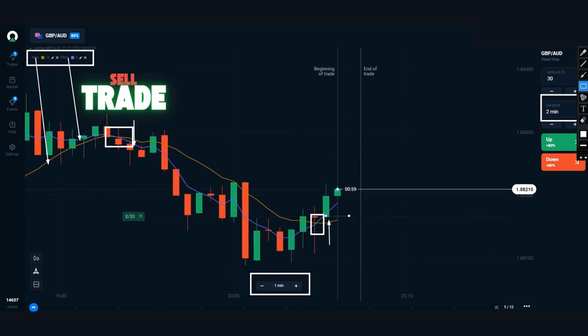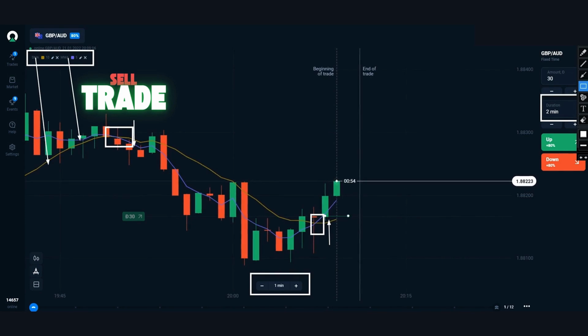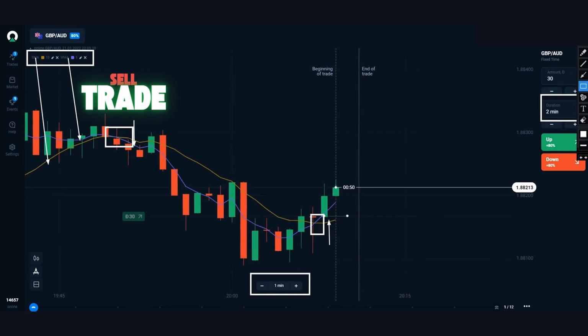Avoid flat markets. Don't trade in low volatility conditions. Avoid news release time. High impact news can cause unexpected market movements. Best trading sessions: trade during the European and New York sessions for better market trends.